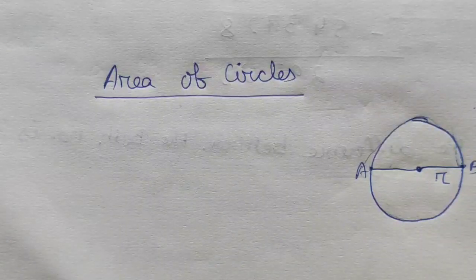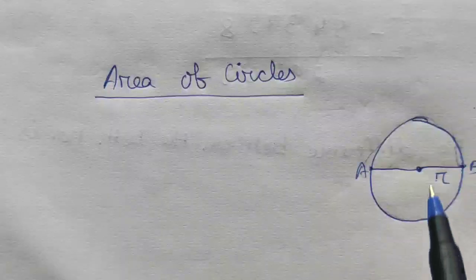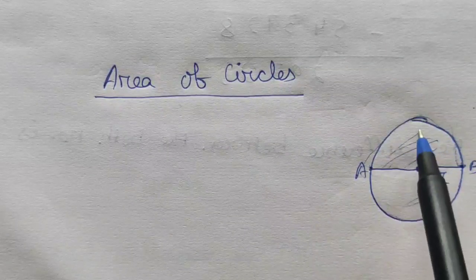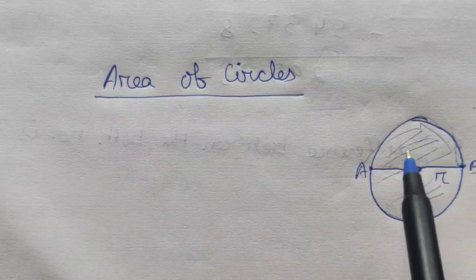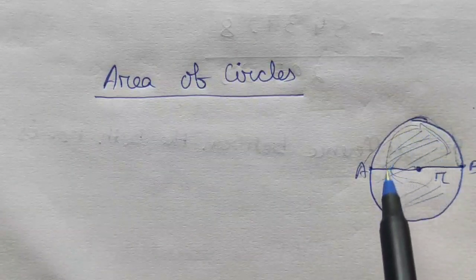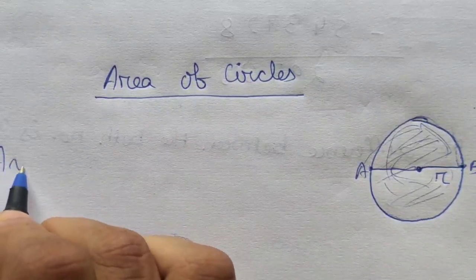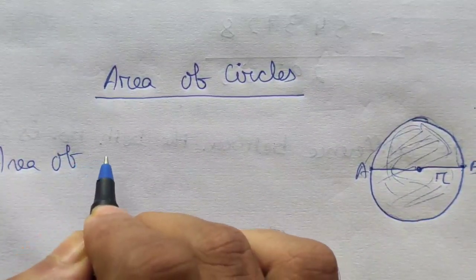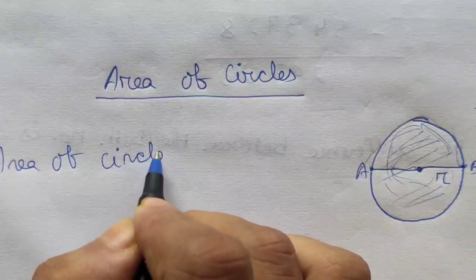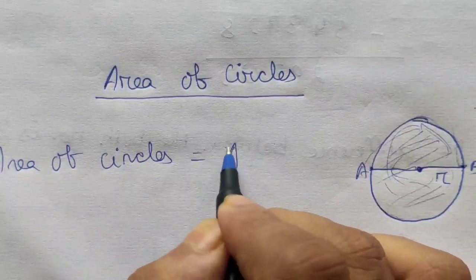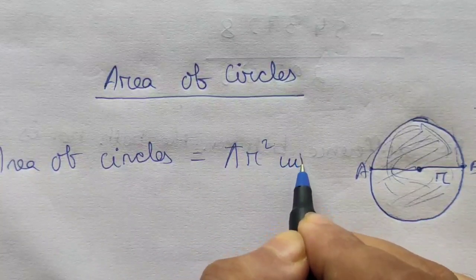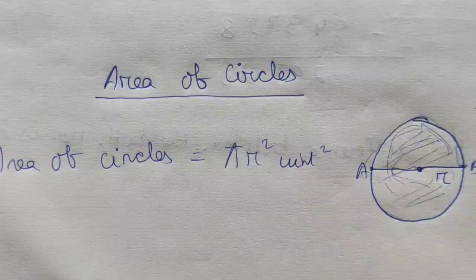But for area, is this the length of the boundary line? No, it is not the length of the boundary line. It is the inner area, that is this region. We have to find how much is this region. That is area. So how will you find area? We have a formula: area of circle is pi r square, unit square.